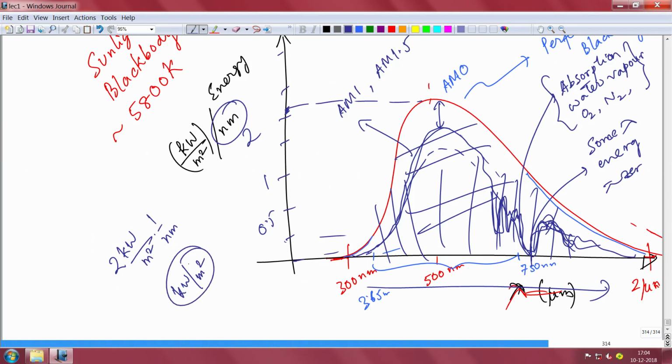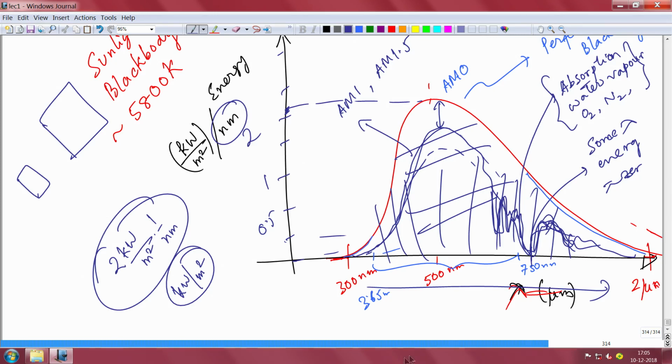Okay. Of course, it depends on the area. If you have a 1 by 1 centimeter or a 1 by 1 meter area, your energy will be more. The more the area, the more the energy. So anyways, the peak intensity is around 2 kilowatt per meter square per nanometer. This is your sunlight spectra and this is what you harness. Now the question is, semiconductors are used for harnessing this energy, for absorbing this energy and converting it into electricity. That is what we have to do.